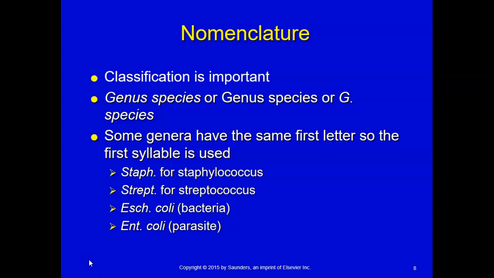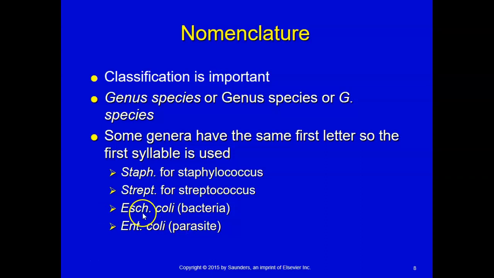Welcome back. We're going to start part 2 with an explanation or description of nomenclature. Classification is very important, and classification is done by genus and species. That's how we report out bacteria in the clinical laboratory. And it's important because we want to make sure that if we have a patient with, for example, E.